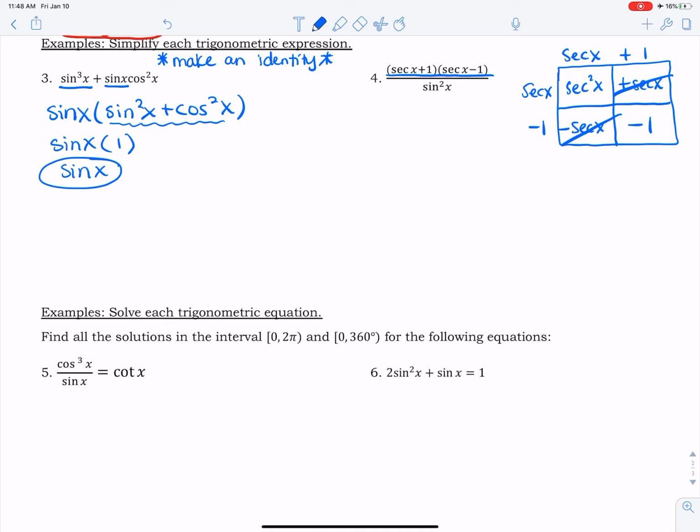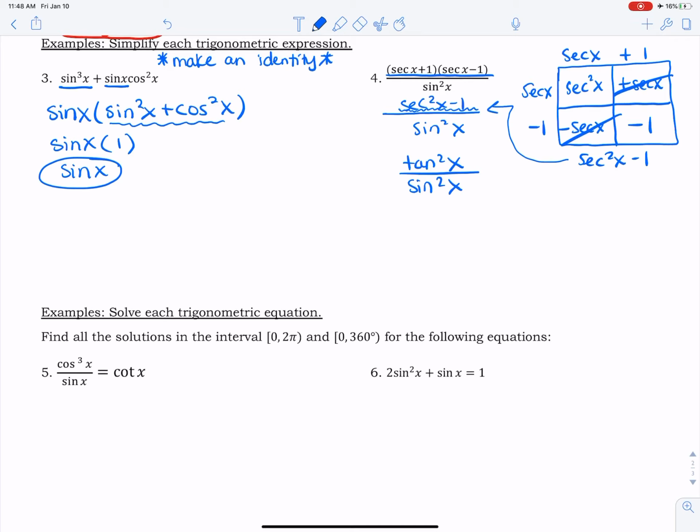And so we are left with secant squared x minus 1. And that's what we need to write for the top. Secant squared x minus 1 all over sine squared x. Do we have an identity? We do. You have to use that sheet up top. You have to use that. So secant squared x minus 1, or technically your sheet on the back because this is front and back notes, ends up equaling tangent squared x over sine squared x.